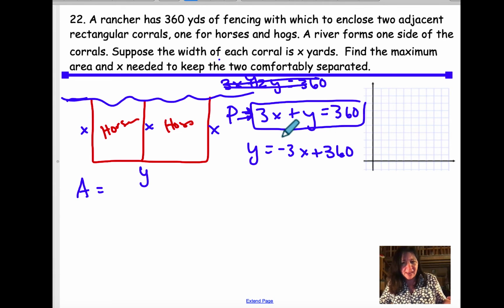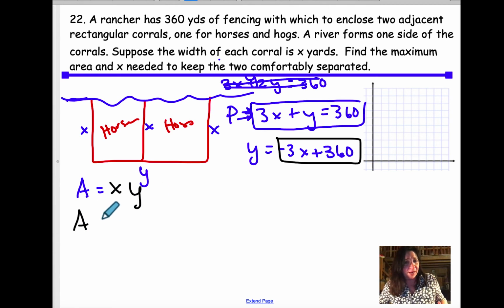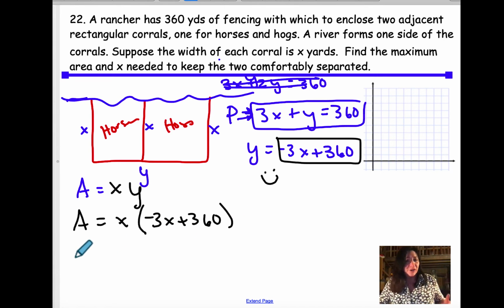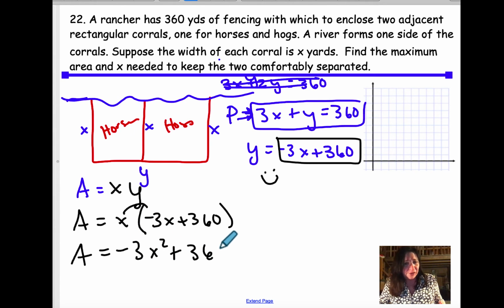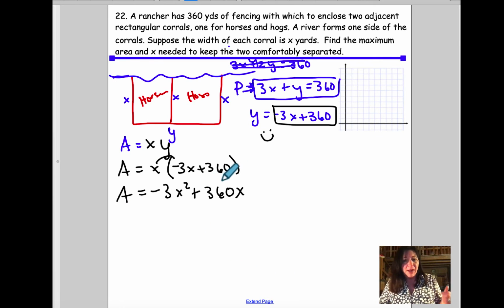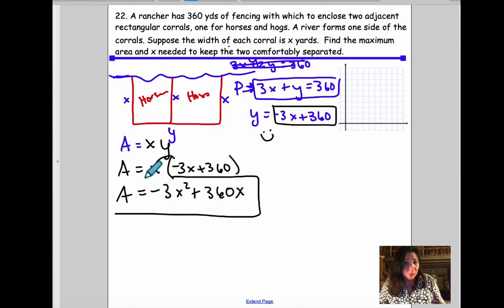And so I'm going to take what y equals and use that in the area formula. Area is just length times width, base times height. So it's one of my x's times my y. My area is equal to x times my y. This right here is my y, so we're going to go negative 3x plus 360. We're going to distribute that value. So the area equals negative 3x squared plus 360x. All right, so this is my equation right here.